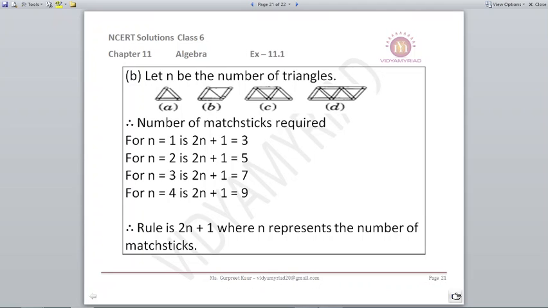So let us look at the D part. How many sticks are there? 1, 2, 3, 4, 5, 6, 7, 8, 9 sticks. That means that rule cannot be applied. It means that for a triangle also I have 2 sticks which are required and 1 is common. So I will make the rule 2n plus 1.